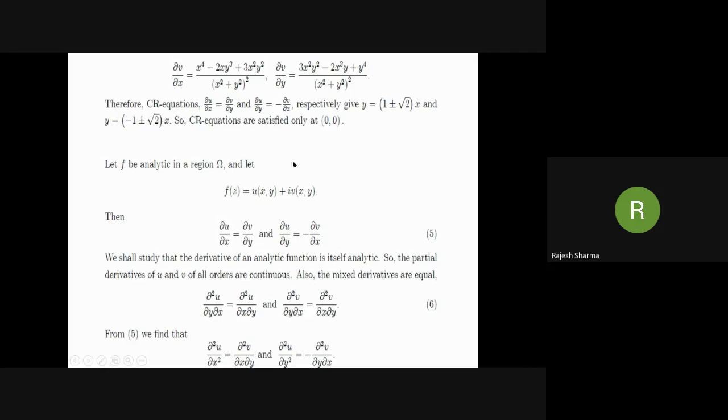Now, one property of the real and imaginary parts of an analytic function: they are also connected with the Laplace equation. The real and imaginary parts are harmonic functions. But note that not every harmonic function arises in this way. Now suppose f is analytic in a region omega. Then we have these CR equations. Also, we shall study that the derivative of an analytic function is itself analytic. So the partial derivatives of u and v of all orders are continuous. Also, then the mixed derivatives are equal.